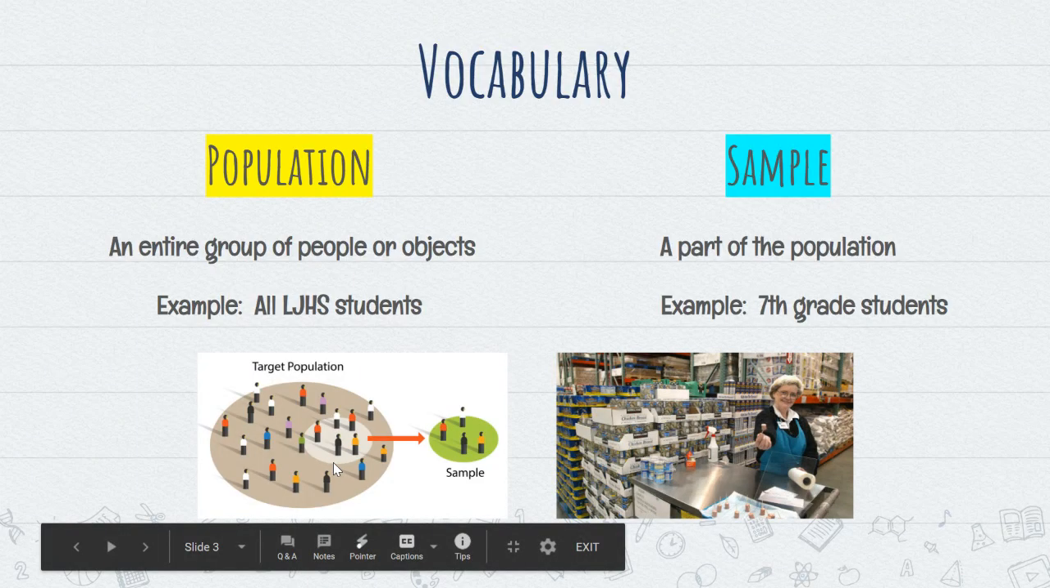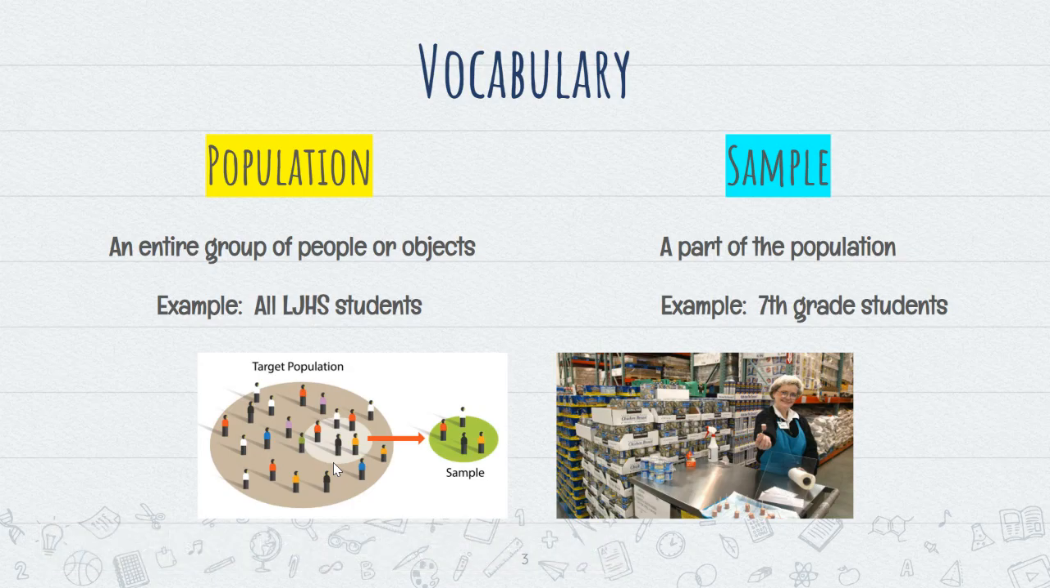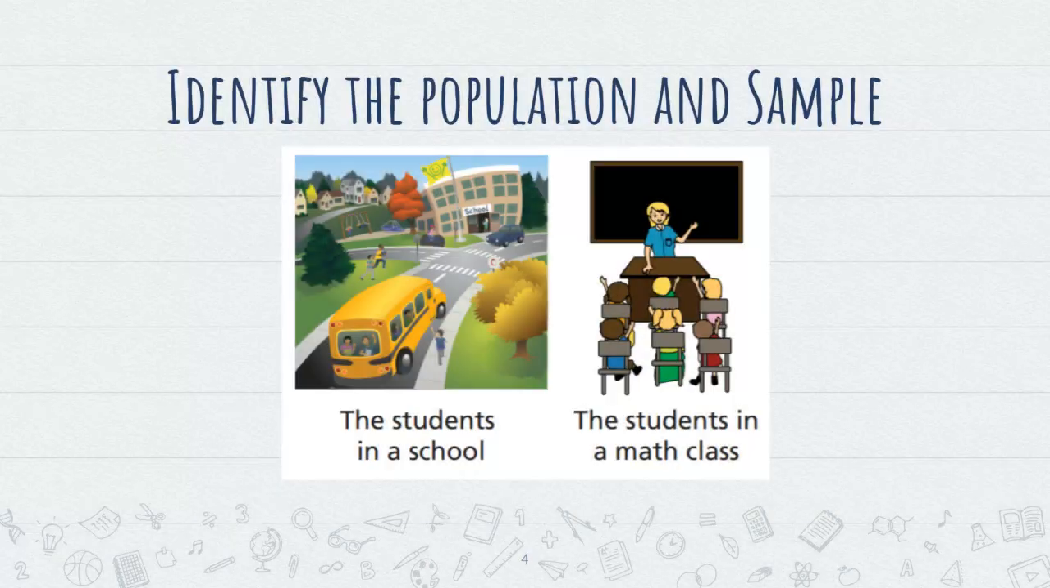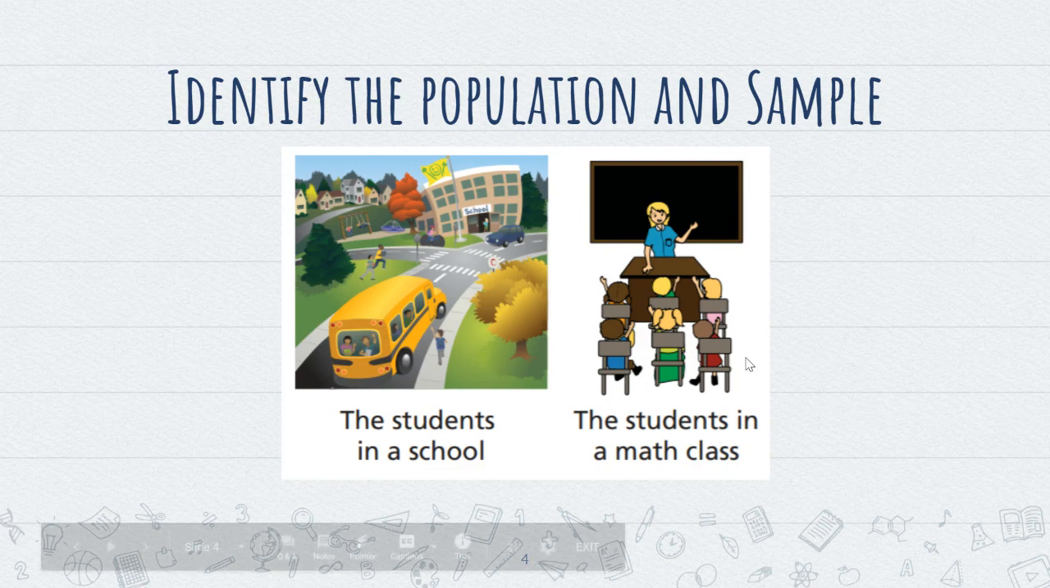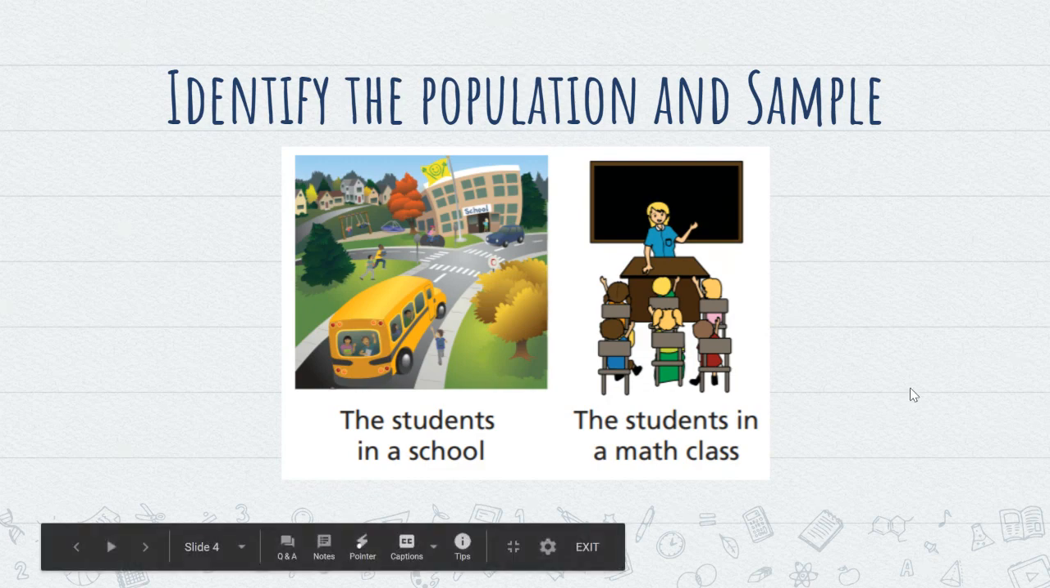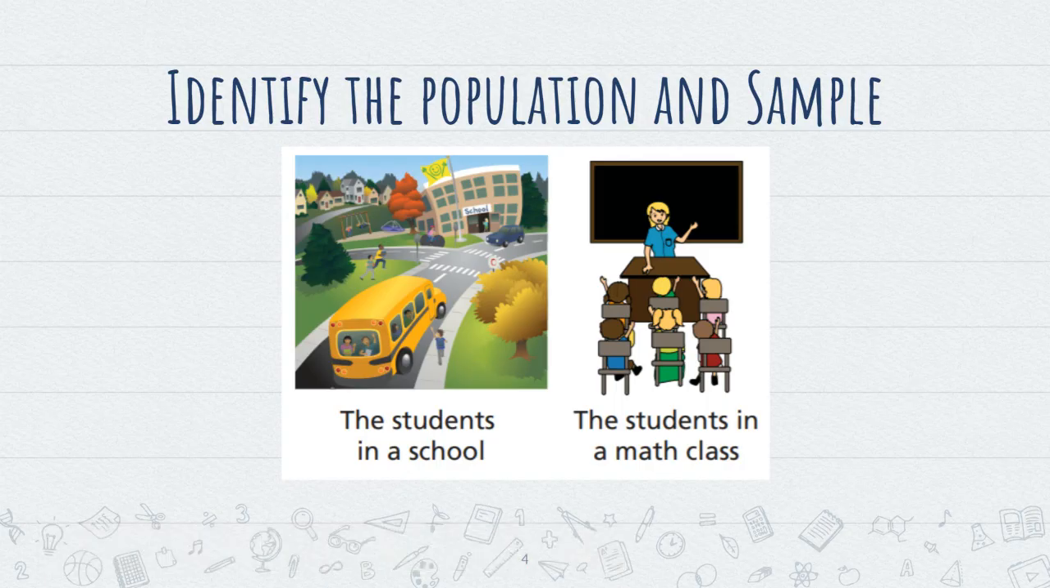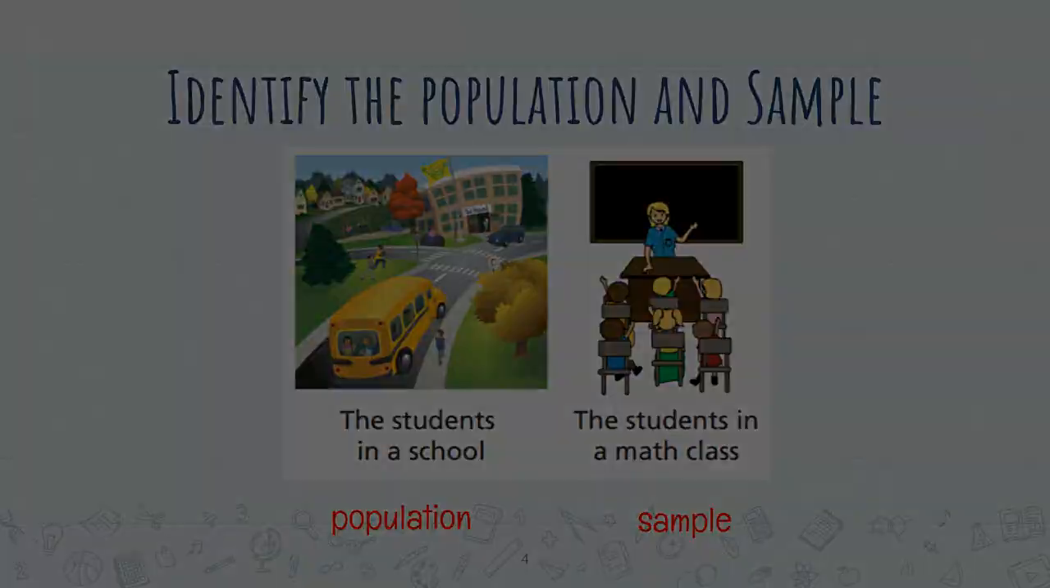So again, your sample is just part of your population. Just think about it when you're at a store, right? Samples. That sample that you get is just part of that whole amount of food that they have. So identify the population and the sample. You have the students in a school and the students in a math class. Which one is your population? Which one is your sample? All right, the students in a school is everybody, that's your population. The students in the math class is just some of them, that's just a sample.